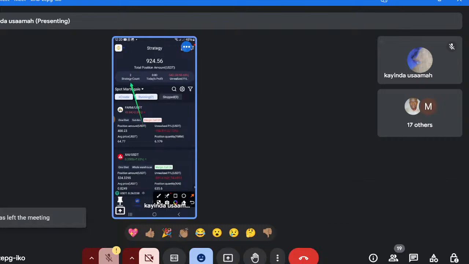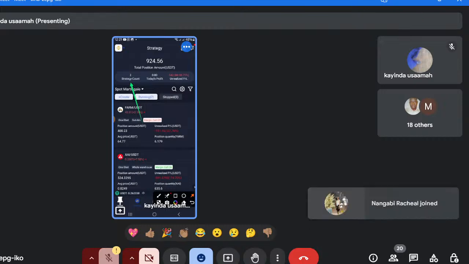Now, strategy count. What is strategy count? Strategy count is the number of coins you have in your trades. It can be 1, 2, 3, 4, 5, 6, 7, 8, 9, up to 300 coins. It is the number of coins you are currently trading on Binance.